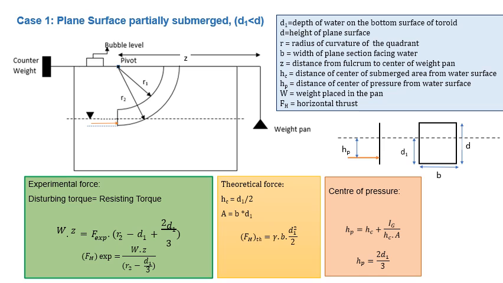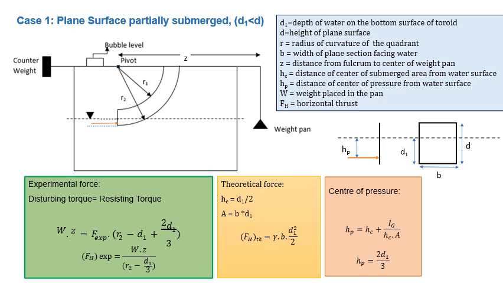For the experimental force, we have to balance the disturbing torque with the resisting torque. So this weight, which is acting vertically downward, is going to disturb this beam, which is balanced by this hydrostatic force. So we have to take moments of both about this pivot point, and as you can see, this weight is going to produce a clockwise moment, while this hydrostatic force is going to produce a counterclockwise moment.